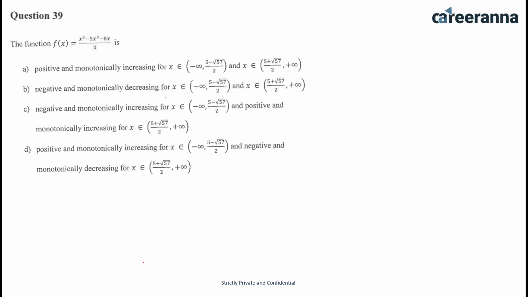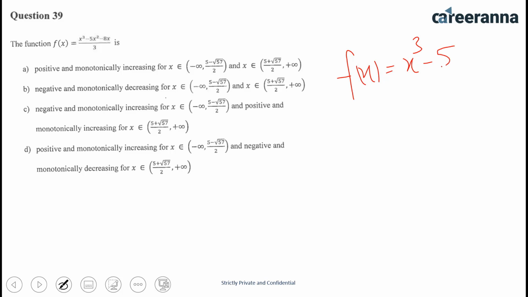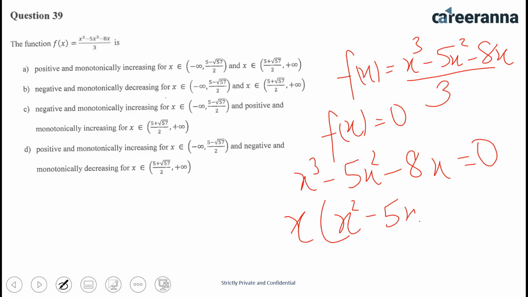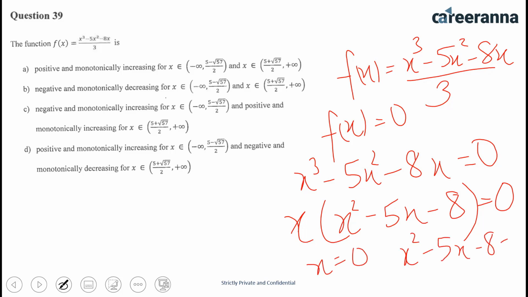The first thing we need to do is write f(x) = (x³ − 5x² − 8x)/3, and whenever we need to know about the function, we need to find its roots. So we'll take f(x) equal to 0. So this will become x³ − 5x² − 8x equal to 0. If I take x out, this will become x(x² − 5x − 8) equal to 0. So that is our first step. So x comes out to be 0, or x² − 5x − 8 is equal to 0.